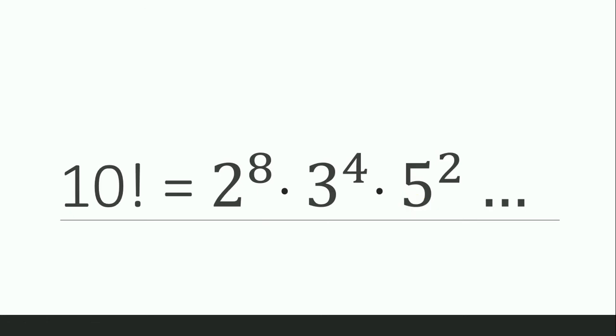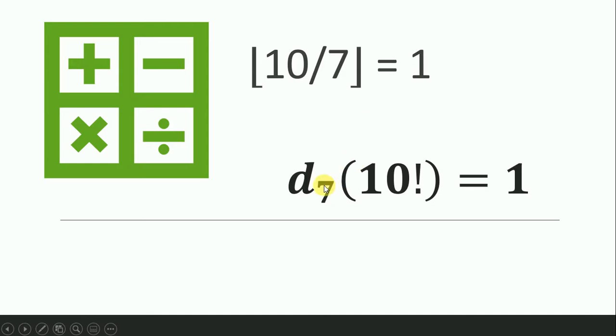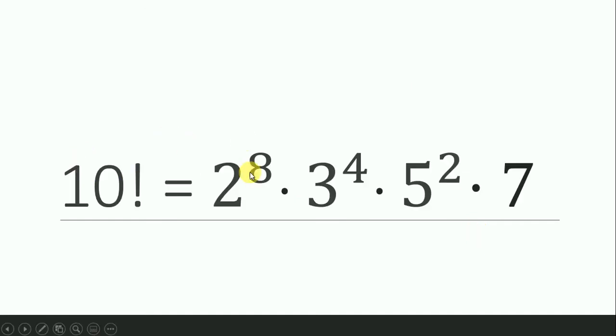So that's 10 over 7, which is equal to 1 point something, or 1, the floor of 10 over 7. So that's 1. So we have d sub 7 times 10 factorial is equal to 1. So we now have the complete lineup of prime factors, because 7 is the last prime factor from 2 to 10. So these are the prime factors of 10 factorial. We have 2 raised to the power of 8 times 3 raised to the power of 4 times 5 squared times 7. That is it.